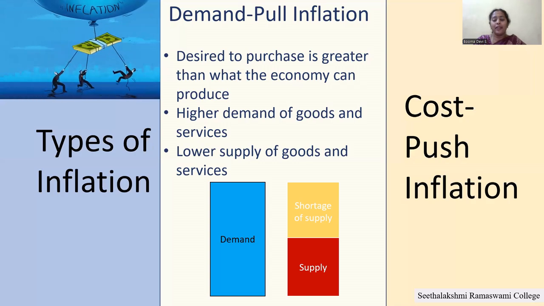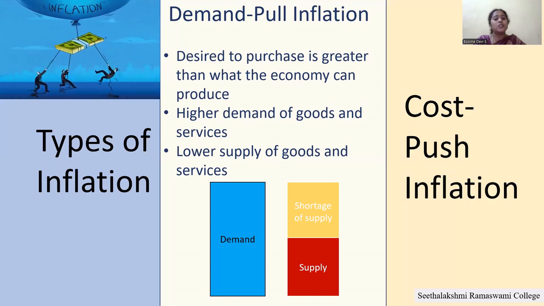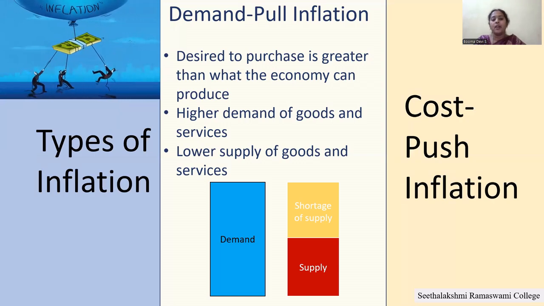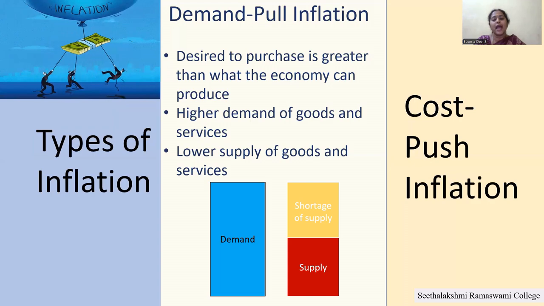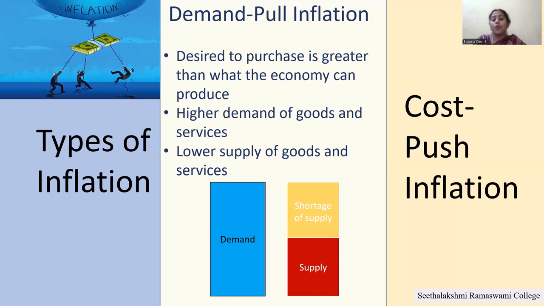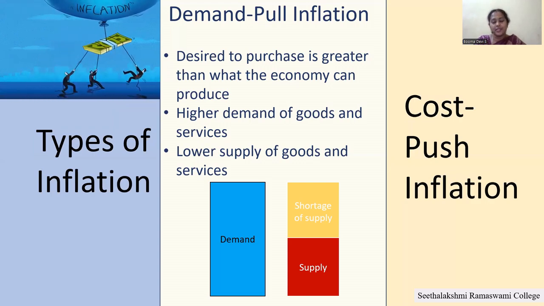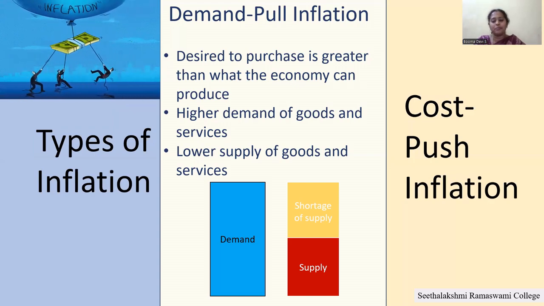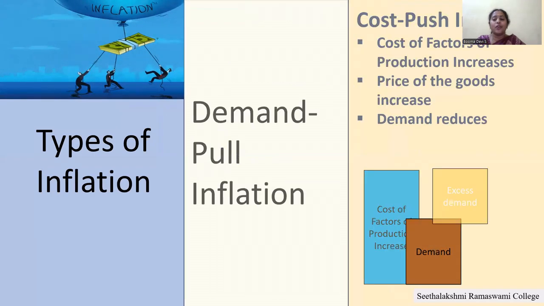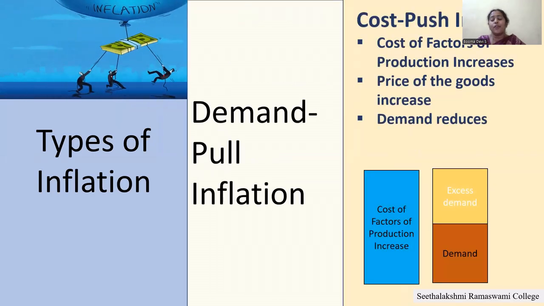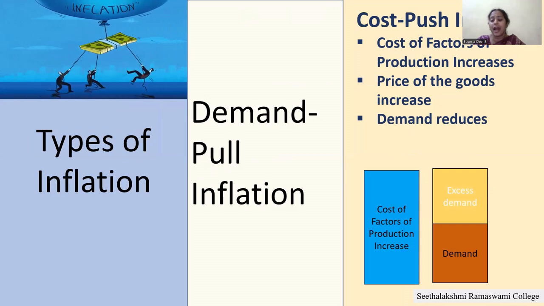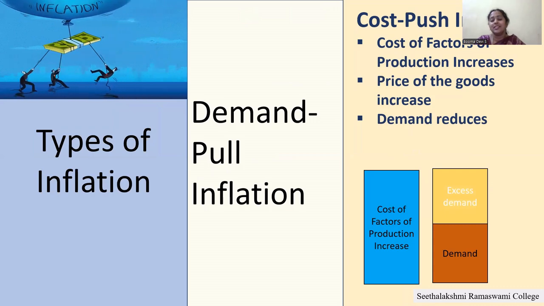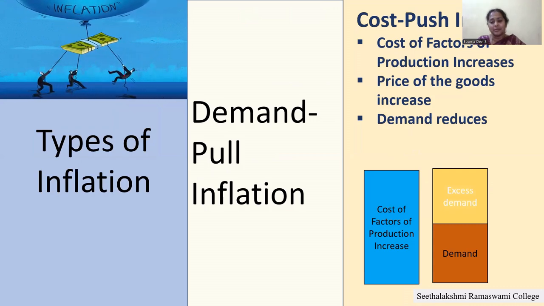So, demand pull inflation means the desire to purchase is greater than what the economy can produce. The higher demand for goods and services and the lower supply of goods and services is a situation called demand pull inflation. Cost push inflation means the cost of factors of production is high. That is, the price of goods and services increases, which means there is a decrease in the demand.